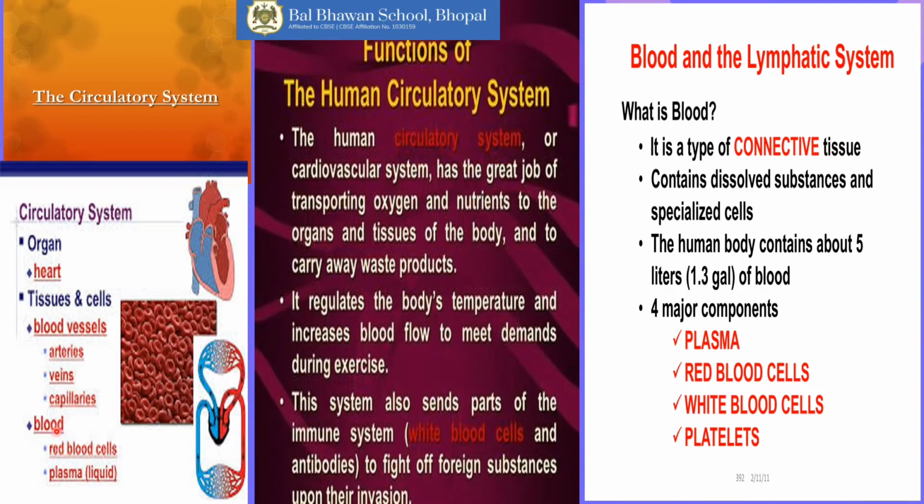Now coming to the blood. Blood is basically a connective tissue, and this blood contains dissolved substances and specialized cells. And in our body, about 5 liters of blood is present. Now, basically, there are four major components of blood. What are they? First is the liquid part, which is known as plasma. And then we have blood corpuscles or blood cells. There are three types: RBCs, WBCs, and platelets.